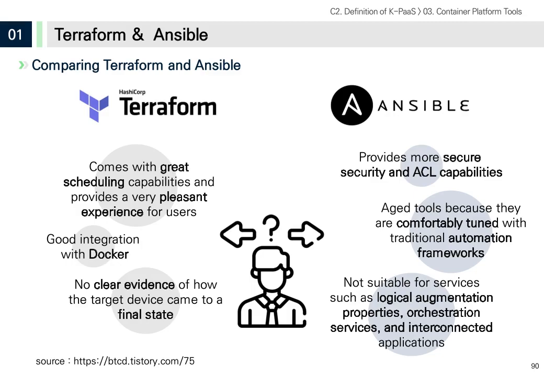Terraform comes with excellent scheduling capabilities, provides a very pleasant experience for users, and has good integration with Docker. But the downside is that there is no clear evidence of how the target device ended up in its final state. Ansible is a more mature tool as it offers better security and access control list capabilities, and aligns comfortably with traditional automation frameworks, but is less suited for services such as logical dependencies, orchestration services, and interconnected applications.